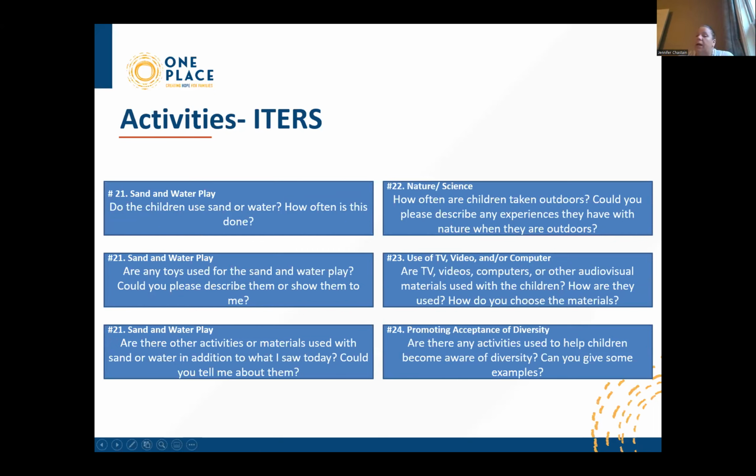All right, so sand and water. Do the children use sand and water and how often is this done? So infants and children under the age of 18 months do not participate in sand and water. Children over 18 months are offered sand and water play daily with close supervision. That means that the teacher is no more than an arm's length away because we know that children that young will eat the sand. So we definitely need to be super close to supervise them.